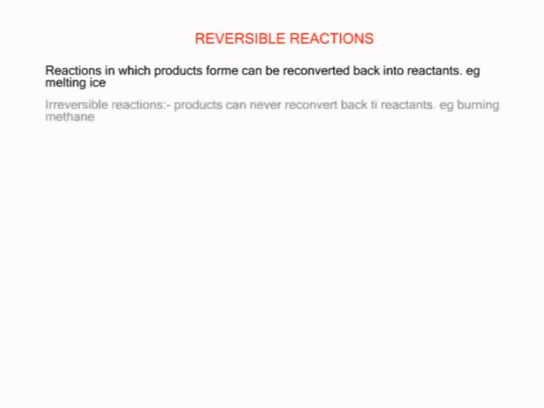Now, in other reactions, the product formed can never be converted back into reactants. For example, if you burn a paper into ash, the ash can never be used to reform the paper. Again, if you burn methane to give carbon dioxide and water, we cannot reform methane from water and carbon dioxide. Reactions that go on in either direction are called reversible reactions. For instance, if we heat blue hydrated copper 2 sulfate, it loses the water of crystallization to form white anhydrous copper 2 sulfate.